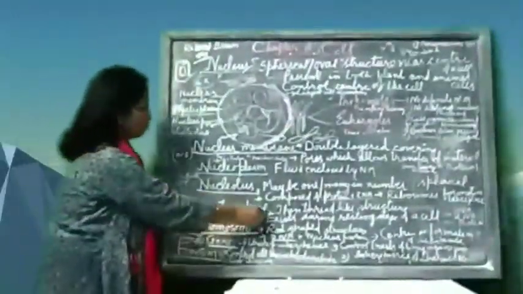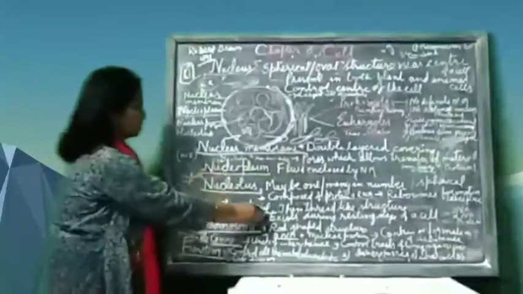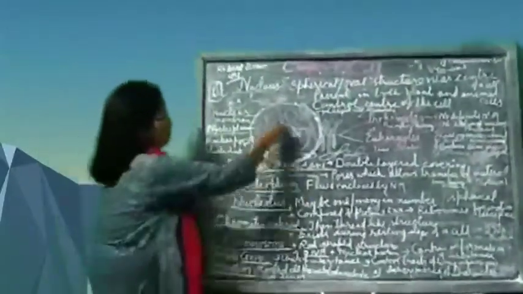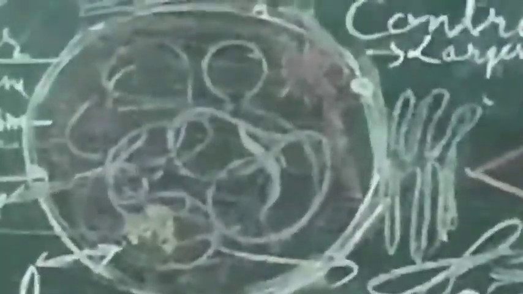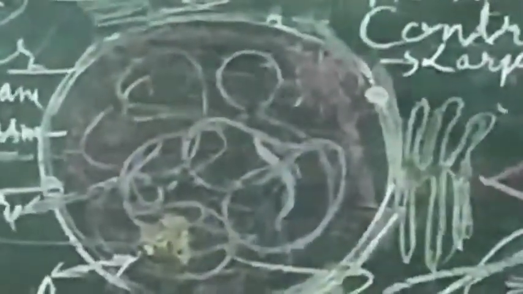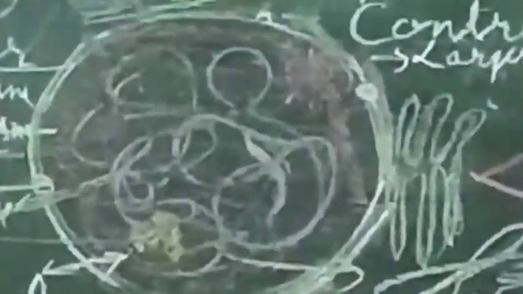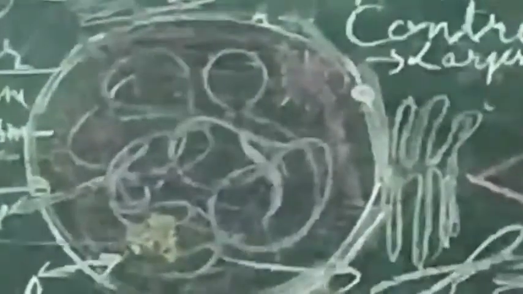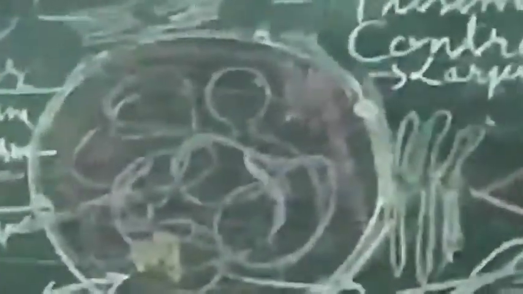Another component inside the nucleus is chromatin material. You can see here, dear students, these thread-like structures in bluish color. These thin thread-like structures are called chromatin material, and they exist during the resting stage of a cell. What does it mean? The resting stage of the cell means when the cell is not dividing.